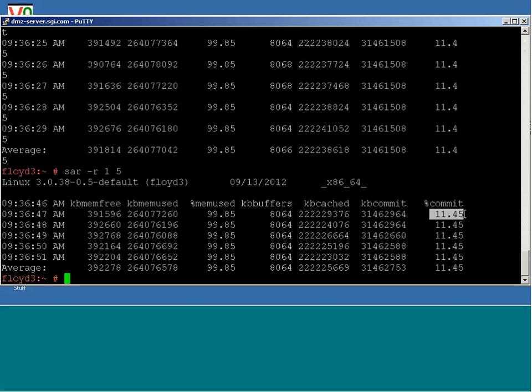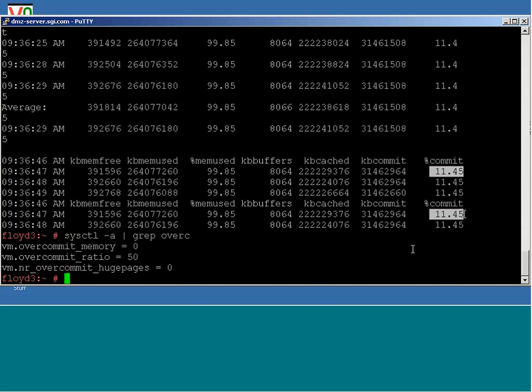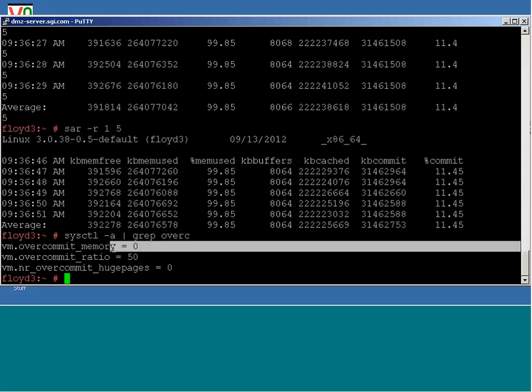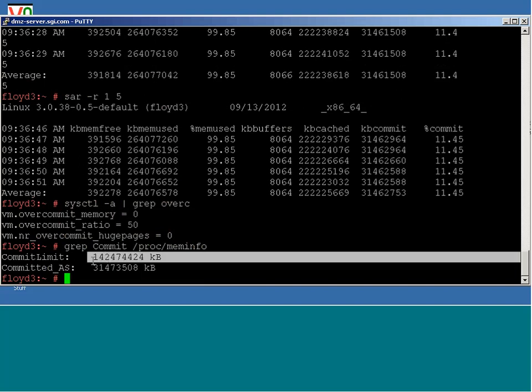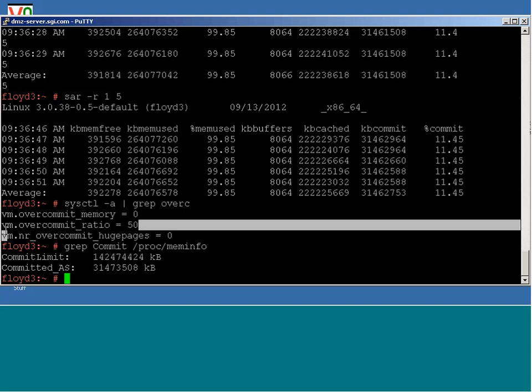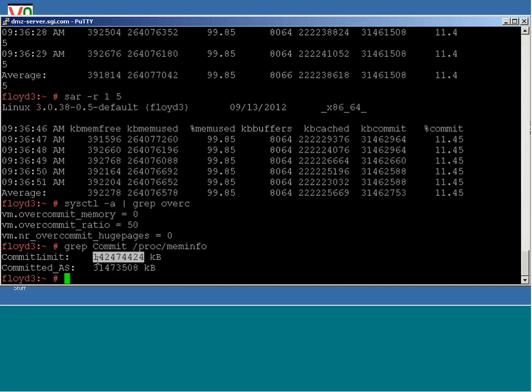There is a sysctl parameter, overcommit. If that's set to a 1, then I cannot overcommit my memory. By the way, let me grep commit. This commit limit is my virtual memory size. It's basically physical memory plus physical swap. But I have a ratio here, and this ratio is going to affect the commit limit. Again, we can overcommit, and this isn't relevant unless overcommit memory is a 1.